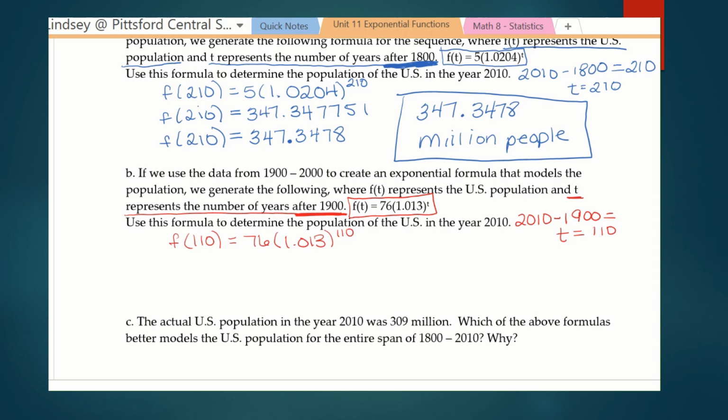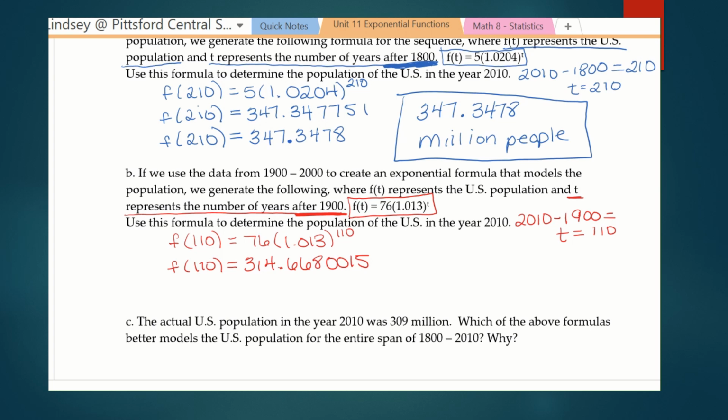Again, this is function notation. Don't touch the left side. Multiply the right side out. So 76 times parentheses 1.013 raised to the power of 110. Don't forget to close that parentheses and then raise to the power of 110. And again, I'm going to write down the full decimal that I get, and then we'll round to the nearest 10,000ths place. Okay, so that's the full decimal that I get.